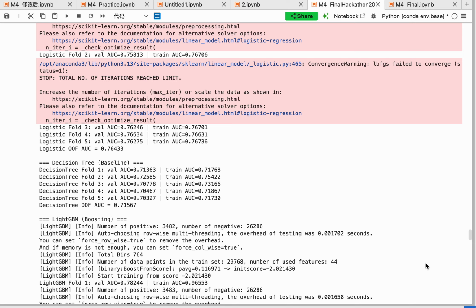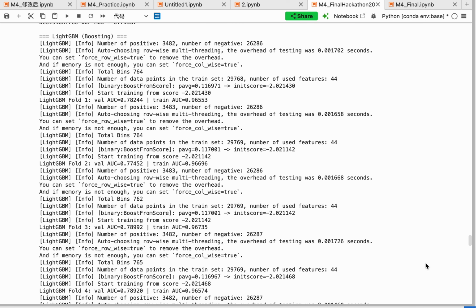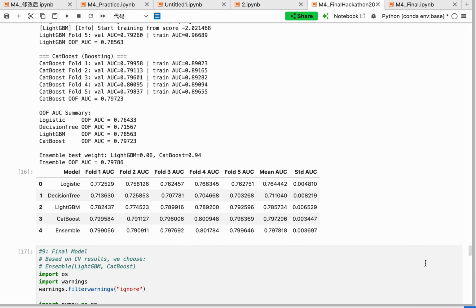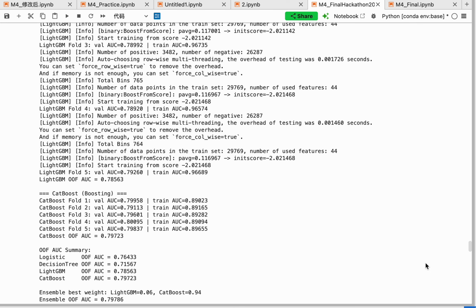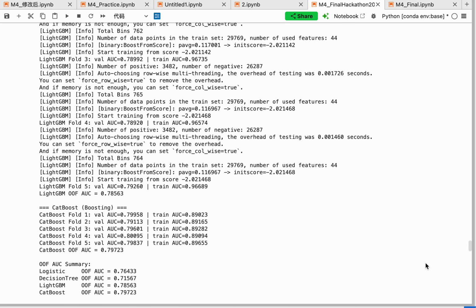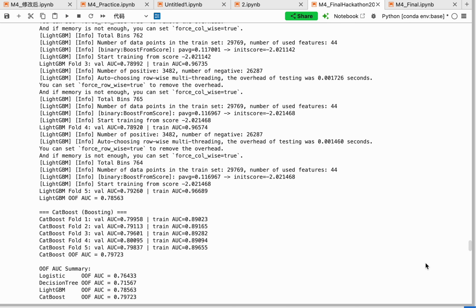For the decision tree, a single tree fits the data aggressively, leading to higher variance and unstable F1 scores. From this comparison, I concluded that the problem contains nonlinear interactions and feature combinations that the linear model cannot fully capture. Therefore, I moved to boosting models. Using LightGBM, I improved the AUC to 0.78 and improved the F1 score as well.